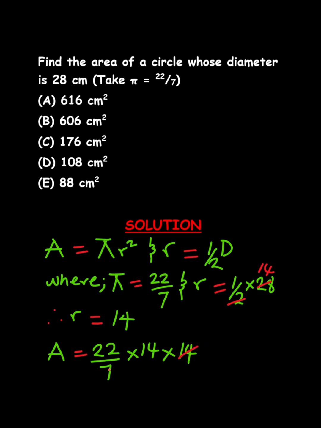14 divided by 7 gives 2. 22 times 14 times 2 equals 616 square centimeters. The correct answer is A.